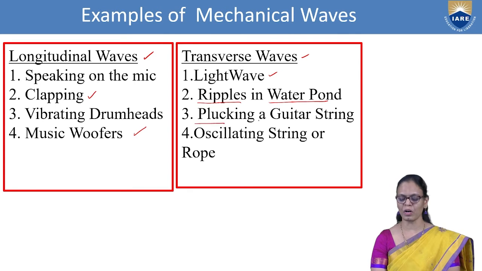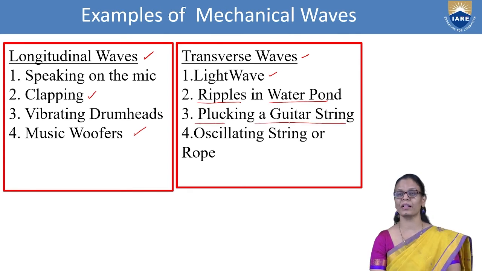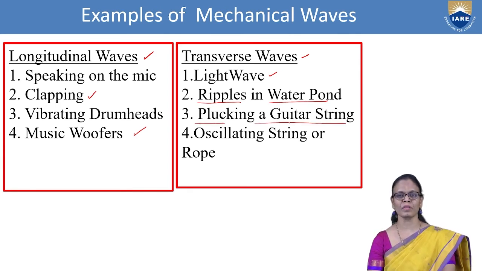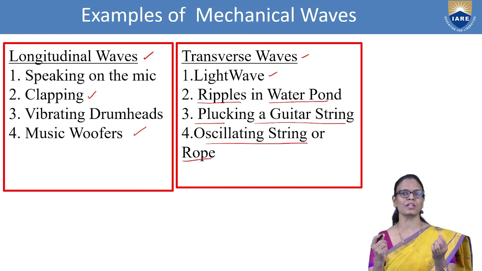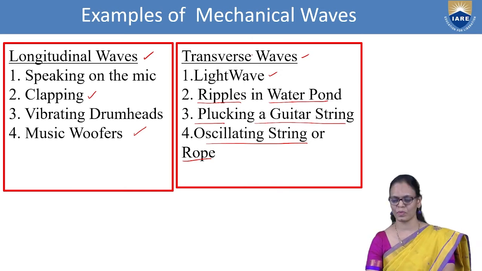Then the plucking of a string in a guitar. When you pluck the strings in a guitar, what happens? They vibrate perpendicular to the direction of motion of the wave. And the same thing with an oscillating string or a rope. If you take a string and stretch it tight between two points, meaning there is some tension in the string, then you just vibrate it and leave it. It vibrates perpendicular, so we call it transverse waves.